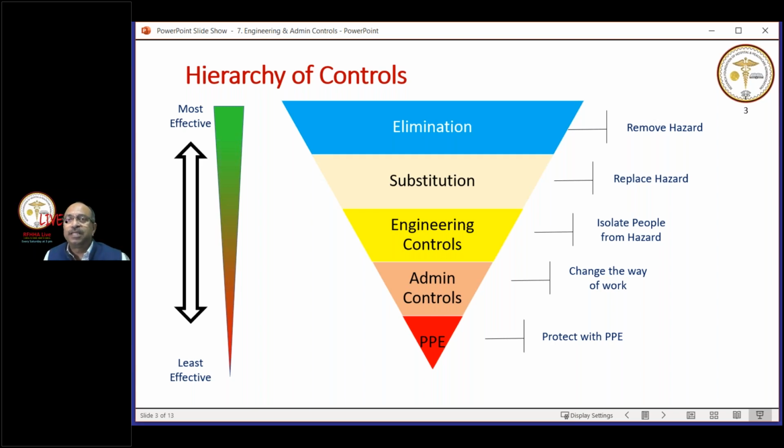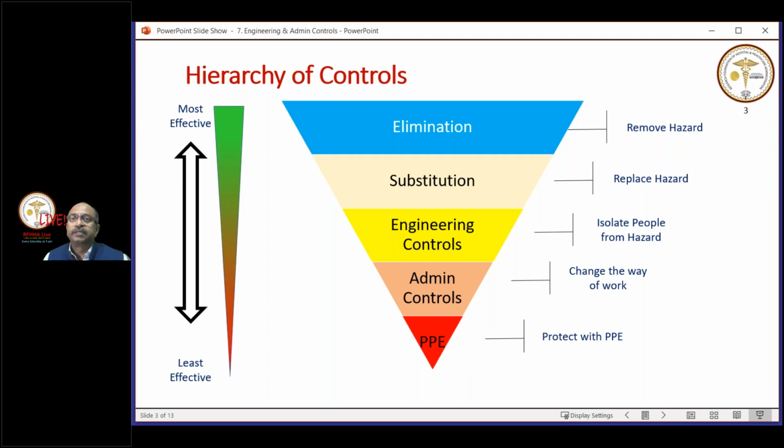So it begins with the PPE at the bottom. Then we have administrative controls, which are slightly more effective than PPE. Then we have engineering controls, which are even better than the administrative controls. The next is what is called substitution, where we remove the hazardous material and use something which is not hazardous. And then at the top is elimination, where the use of a certain item, or certain procedure, or a certain method, or a certain object is eliminated altogether.